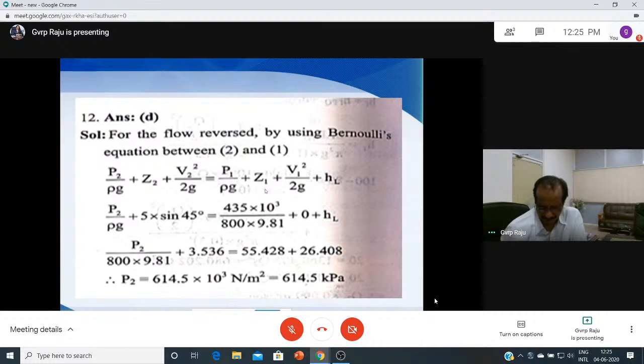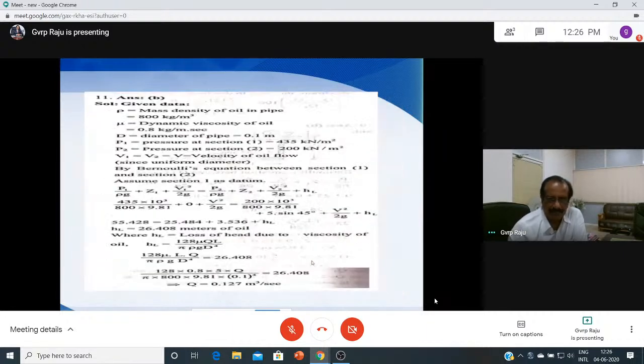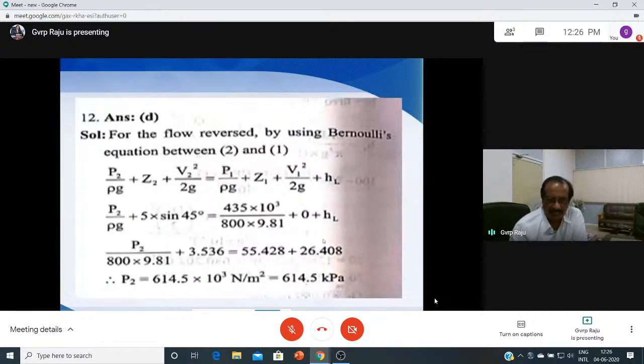So here P1 minus P2 by W plus 5 sin 45, since Z2 is given as 5 sin 45. Velocities are 0 and Z1 is 0 here, and HL we have obtained earlier, HL is equal to 26.408. All the values are known except P2, and P2 is equal to 614.5 kPa.